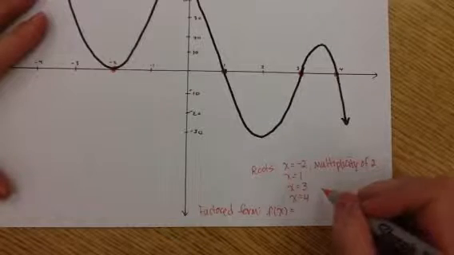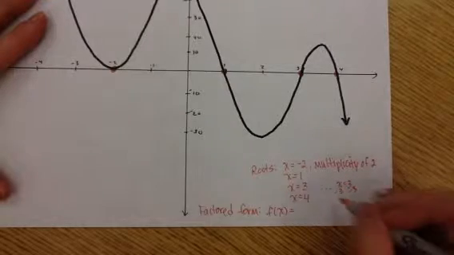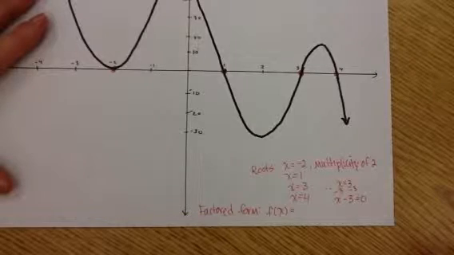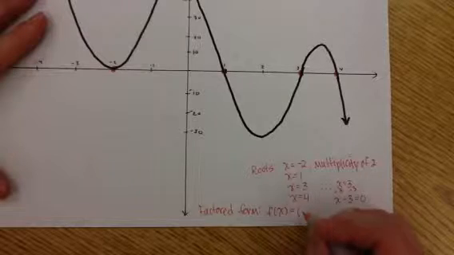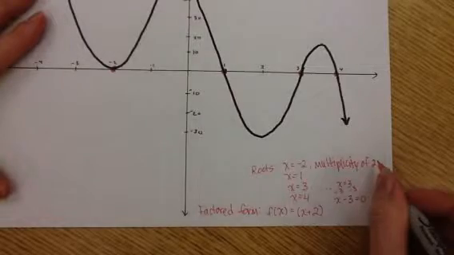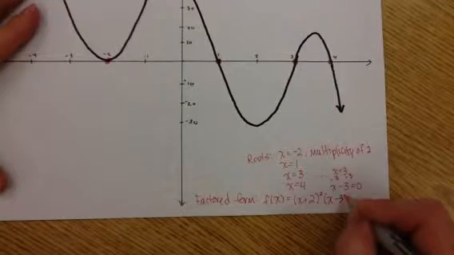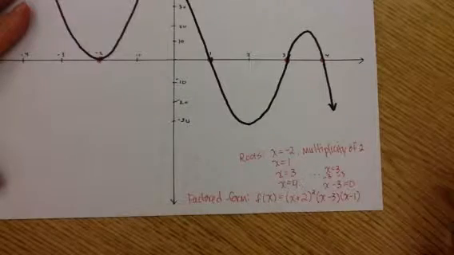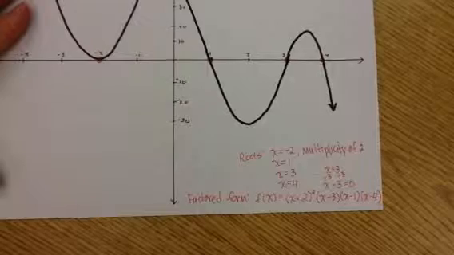So to do that, for example, we would take x equals 3, and we will subtract 3 from both sides of that equation, giving us x minus 3 equals 0. And x minus 3 is the factor that goes along with the root of x equals 3. So in factored form, if I take x equals -2, that would be x plus 2, and it's a multiplicity of 2, so that will be squared. X equals 3 will be x minus 3. I skipped over x equals 1, that will be x minus 1, and then x equals 4 will be x minus 4. So that is my polynomial in factored form.